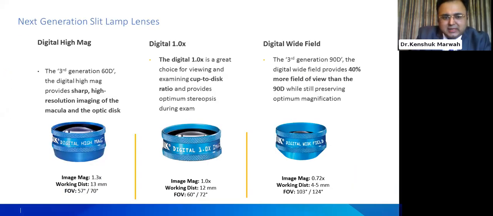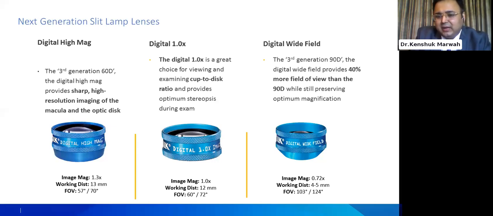Now coming to the digital lenses in this segment. Digital lenses, like I previously told, have a much higher anti-reflective coating, so they give a much higher resolution image. Digital High Mag is the third generation 66 degree diopter lens. This also gives a very beautiful view. You can even see the ILM folds on the macula. This gives such a good magnification. The digital one is also good for examining the cup to disc ratio and provides very good stereopsis.